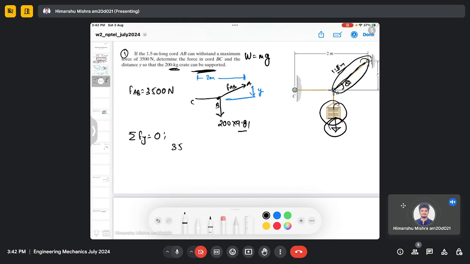So it's 3500 Newton. Since we are concerned with the y direction, we need this component of force. It will be 3500 sine theta minus this weight. We are balancing with this weight. This is the only other force in the y direction. So it's 200 multiplied by 9.81 equal to 0.